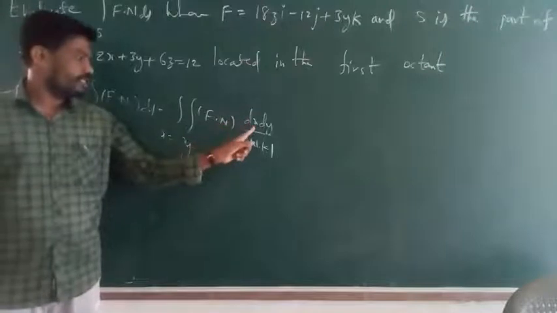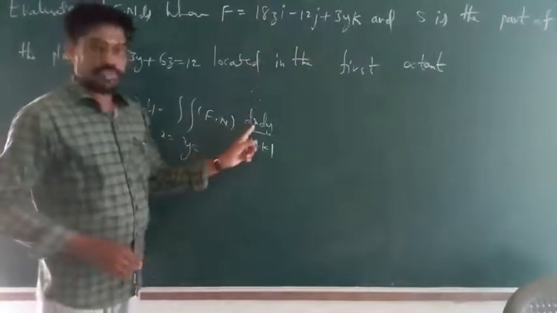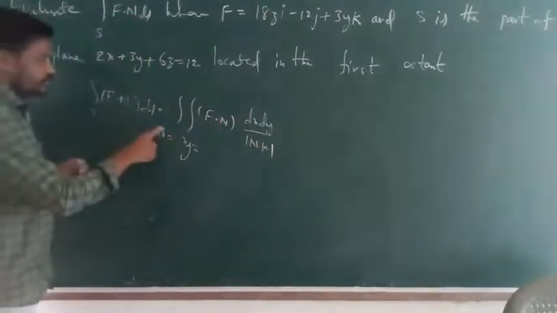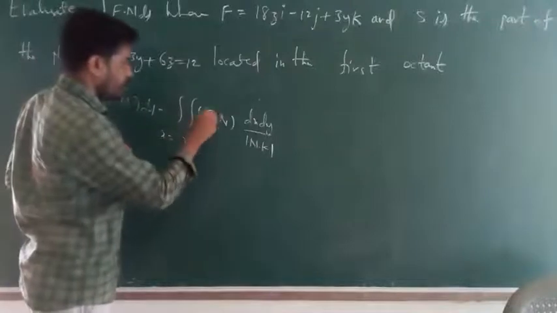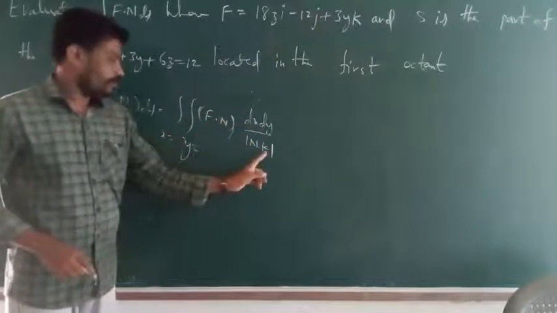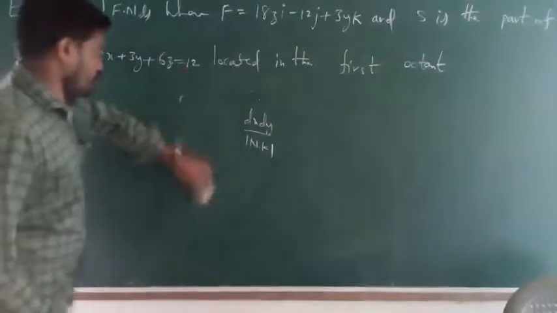I select the x limits and y limits, and integrate with respect to x and y. The formula is the integral of F dot n dS equals the double integral of F dot n dx dy by mod of n dot k. So first we will find capital N, the unit normal, step by step. Limits are very important.